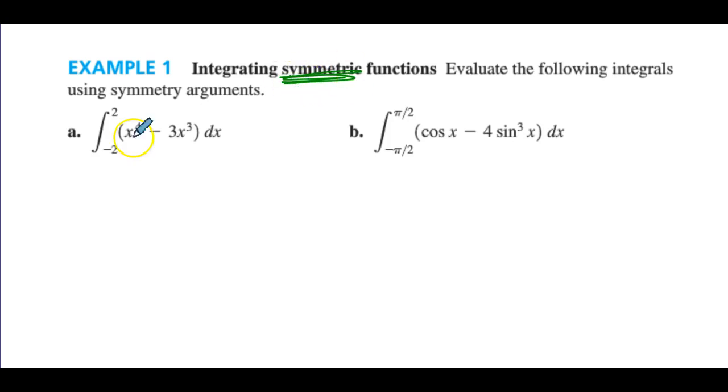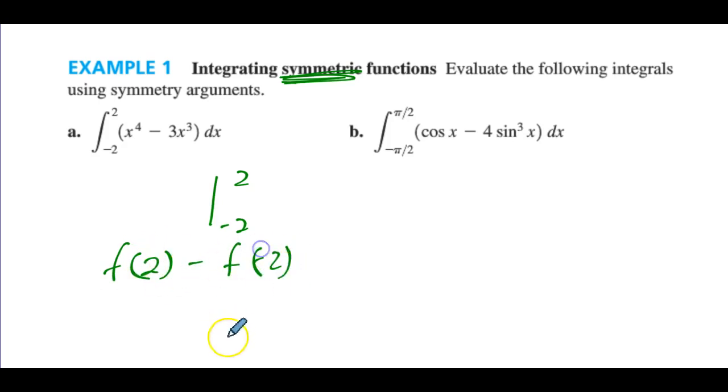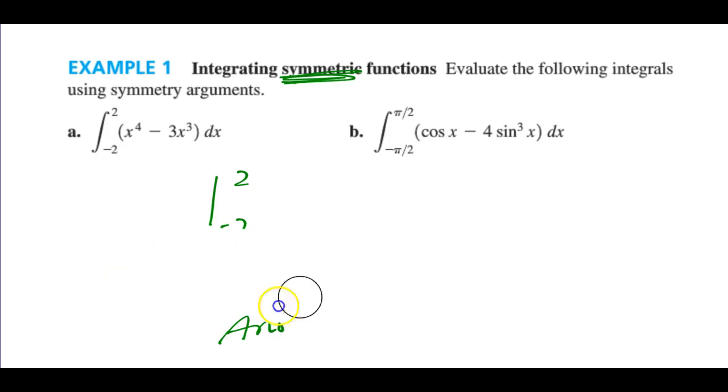Now I know you could still integrate this the old way and then evaluate it from -2 to 2 and do the fundamental theorem of calculus, f of 2 minus f of -2, and still get the right answer. But as you've learned, this course is not about the answer, it's about your method of madness, and you need to show me that you can do this through symmetry, which means, well, let's determine if this is an even or odd function.